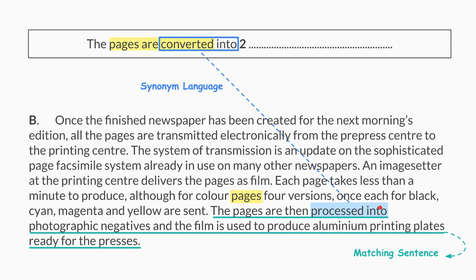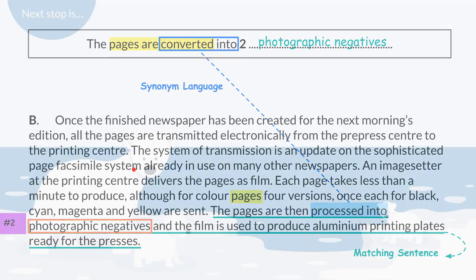So this is going to be my matching sentence. Let us read this sentence. It says, the pages are then processed into photographic negatives, and the film is used to produce aluminum printing plates ready for the presses. So what are the pages converted into? Well, they are processed into photographic negatives. So that is going to be our answer. We're going to fill that in right here, and after filling that in, just put the question number next to it so that you can locate the rest of the answers in the question set. So we are now done with this one.